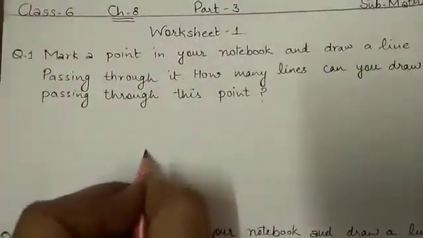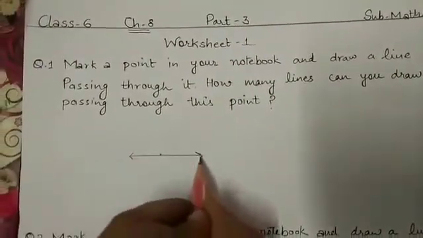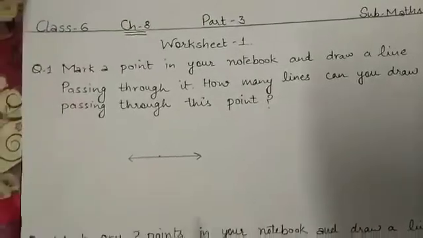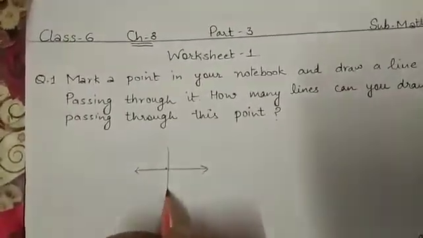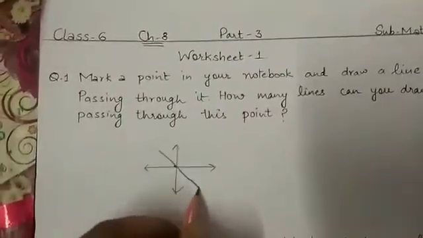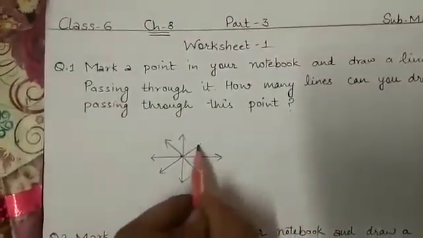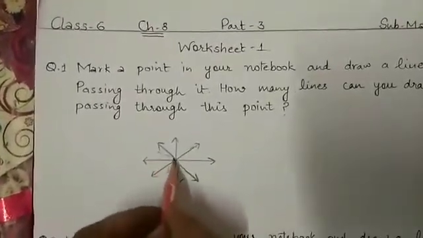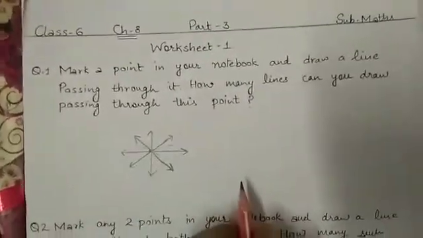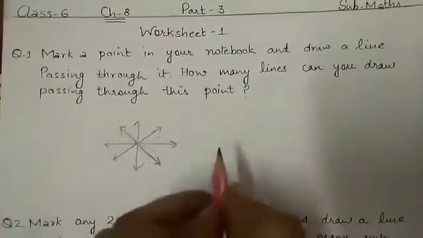Let us mark a point. Now draw a line passing through it. How many lines can you draw passing through this point? If I try to draw one line, I can draw. If I want to draw one more, I can draw one more line. Again, one more line. It means in the same way, it is possible to draw many lines. So, the question is, how many lines can you draw passing through this point?